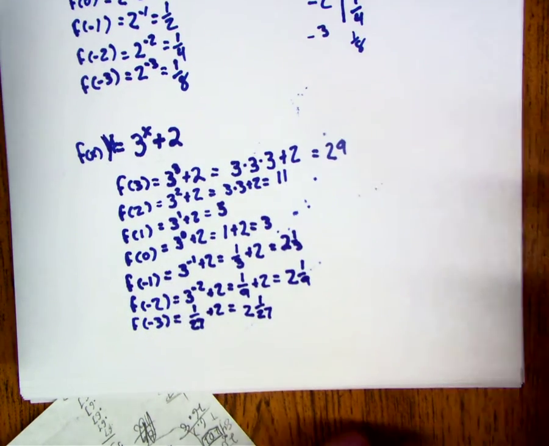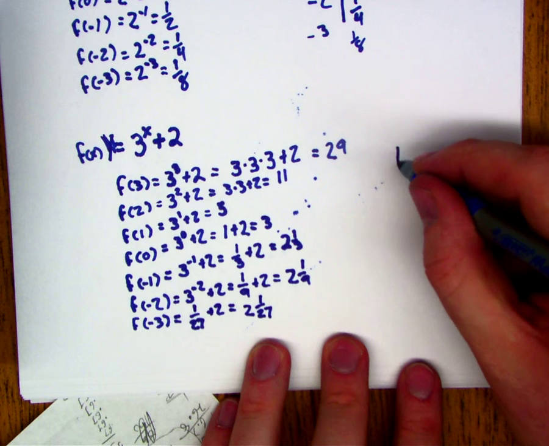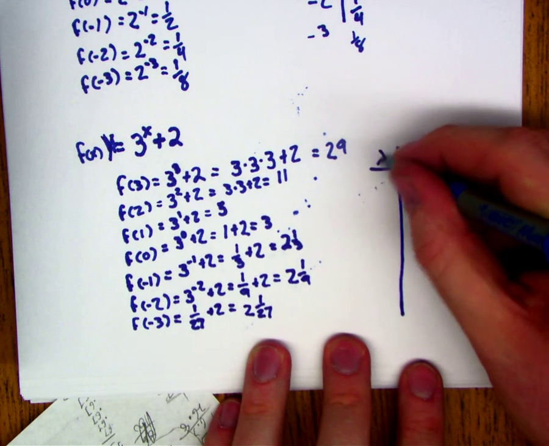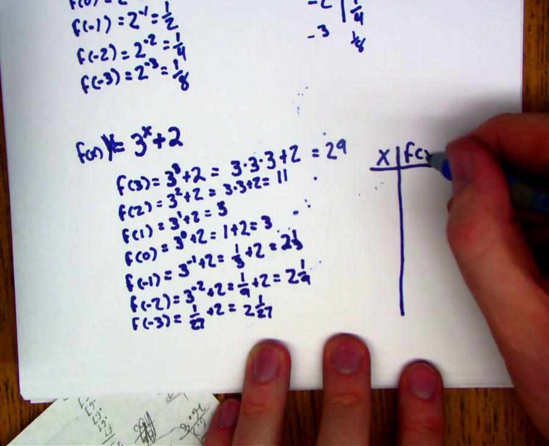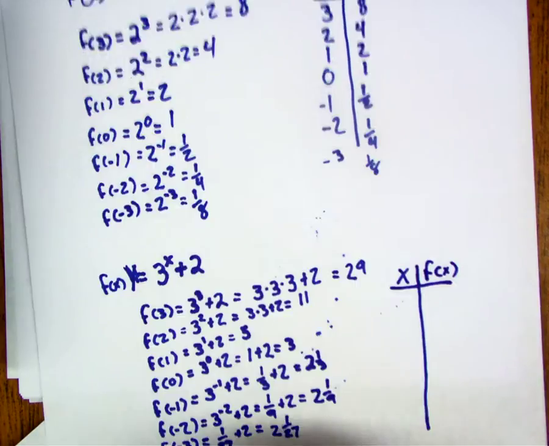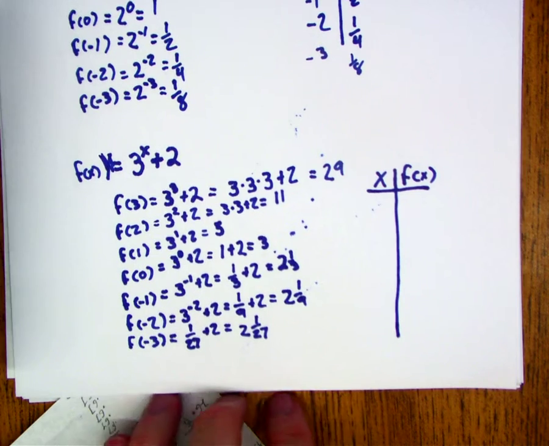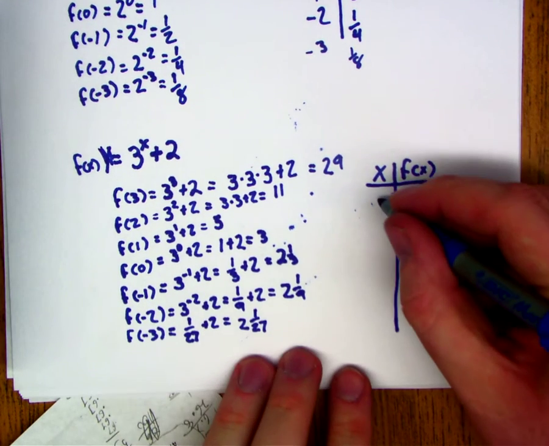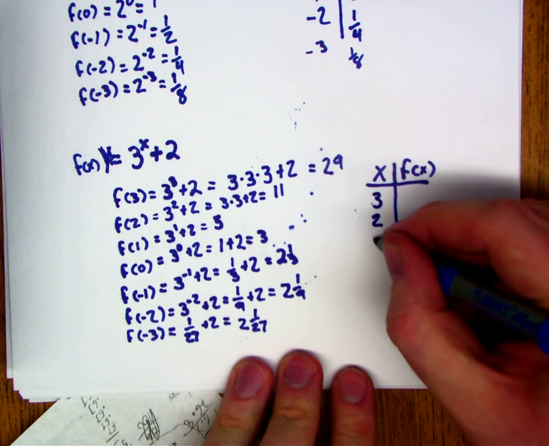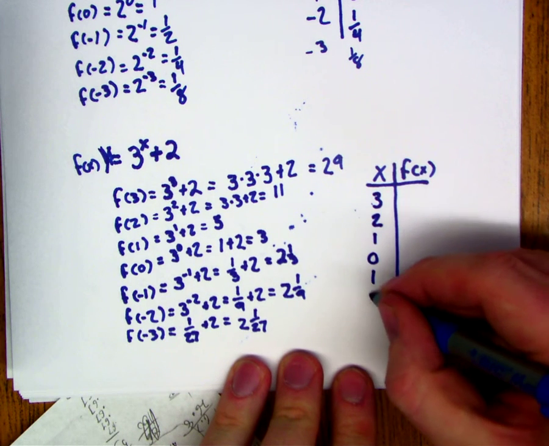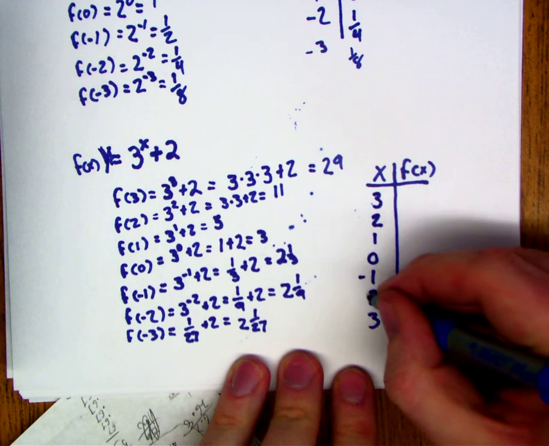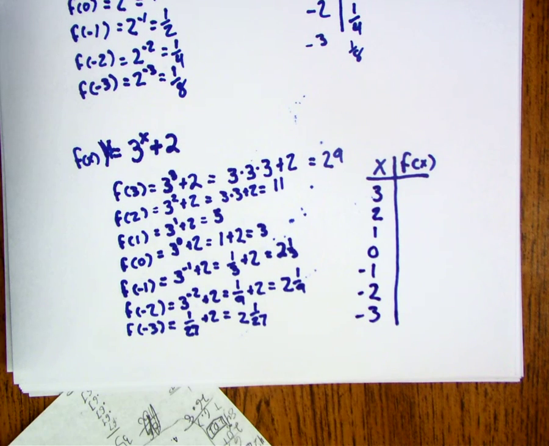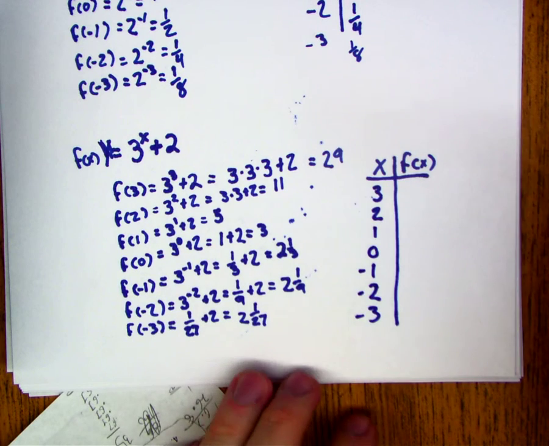Alright, so let's go ahead now. We'll make our table of values. So we'll put in our x and our f of x. Sorry, paper stuck there. Alright, and then for x, we had values that ranged from 3 all the way down to negative 3. So negative 1, negative 2, negative 3. And then for f of x, we had a handful of different values there.